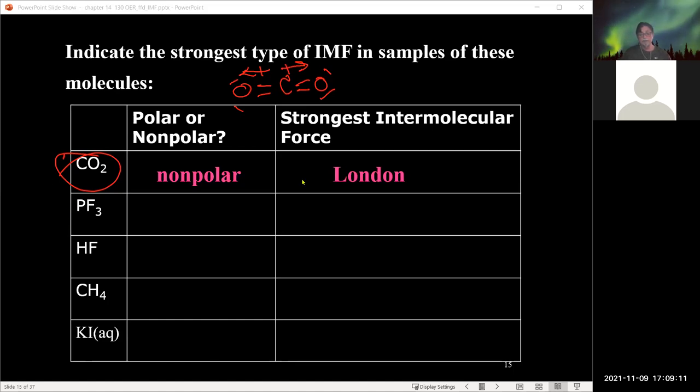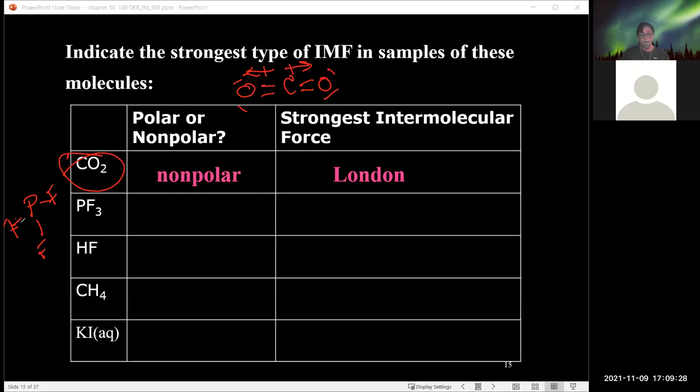PF3, we have to first figure out its configuration. This will be much like ammonia, and we'll do the Lewis dot structure, and we end up with this type of structure here, with the lone pair on the central atom. The moment you see a lone pair on the central atom, you don't have to go any further. It is a polar species.